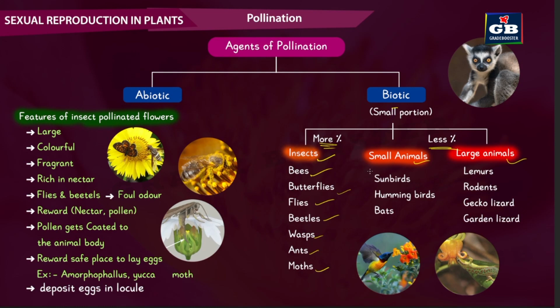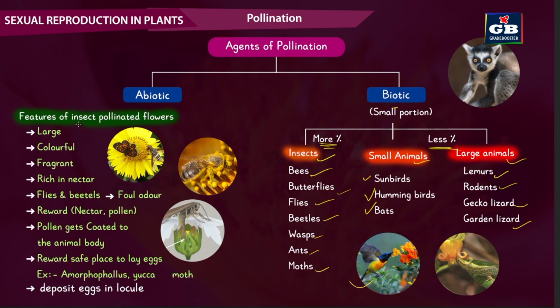Whereas small animals like sunbirds, hummingbirds and bats, here we can see the birds, also contribute to the pollination, and large animals like lemurs, rodents, gecko lizards, garden lizards, and even sometimes monkeys help in the pollination. So these are the different animals that take part in the pollination. The flowers in which the pollination is done by biotic factors like insects and small animals have certain special features. Let us see what those are.